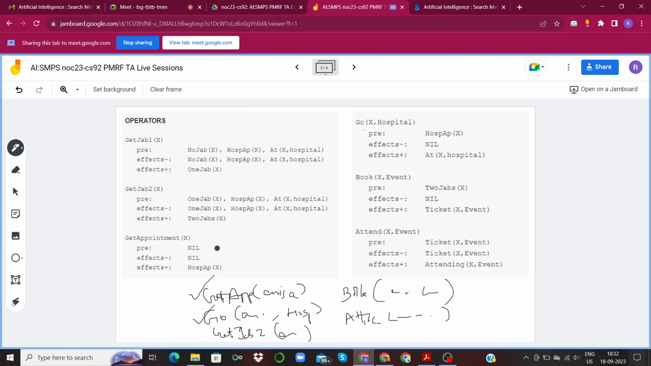So for Aisha, we can directly apply the get jab 1 operator because all these preconditions are satisfied. Okay, so there will be just one additional step in the plan for Aisha, which would be to get jab 1 before all the steps that Anisa took. Okay, so there will be 6 steps in the plan for Aisha.